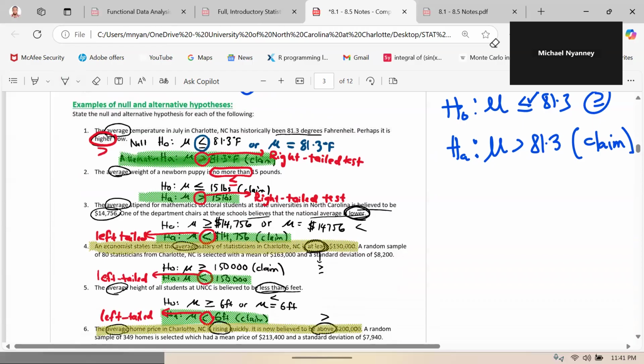All right, so the average weight of a newborn puppy is no more than 15 pounds. If it is no more than 15 pounds, it implies that it is less than or equal to. But since you have inclusiveness here, you have to put it under what? H naught. So here, if you have to write it, then you write the inclusiveness here and put the claim there, because that's where the claim is. Then the alternate will be the opposite of the H naught. We do the same for the others.